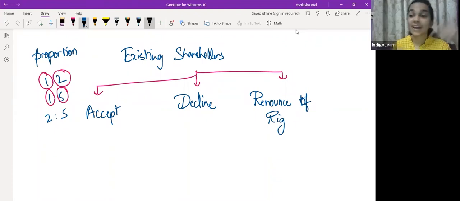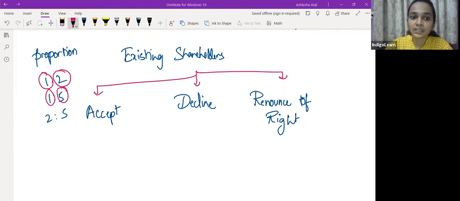Renounce का मतलब I give my right to someone else. I have the right, but I do not want to exercise it, but rather I give it to someone else. That is called renouncing of rights, and that is possible only in case of rights issue. कोई और issue के case में renouncing of rights is not allowed. Okay, so rights issue के case में renouncing is allowed.